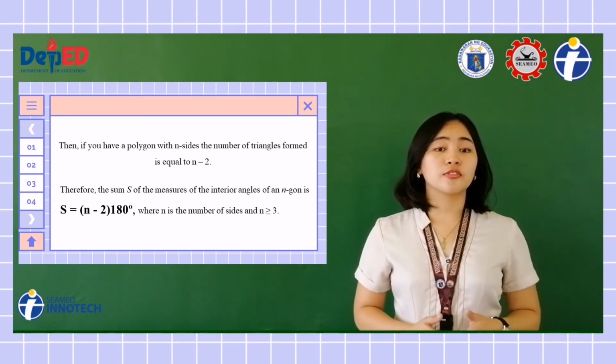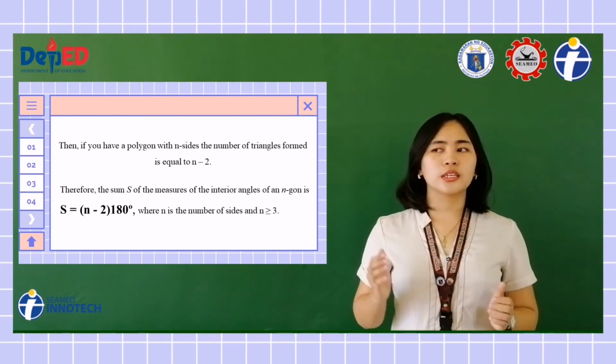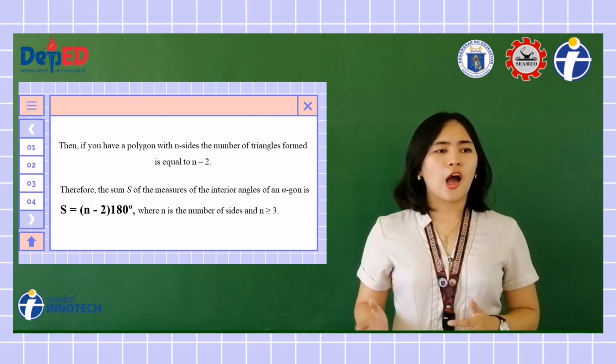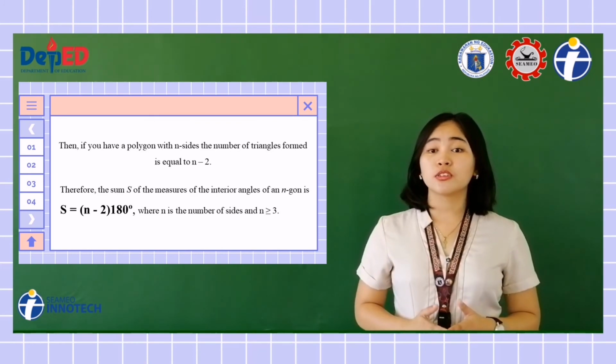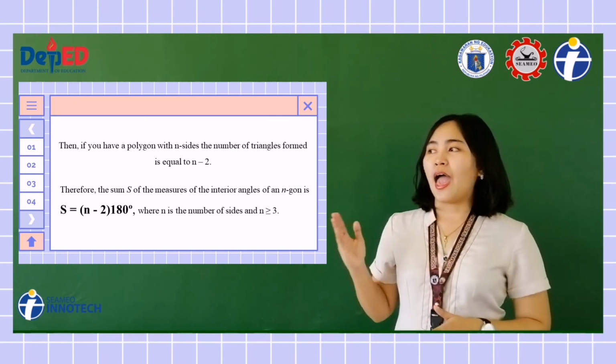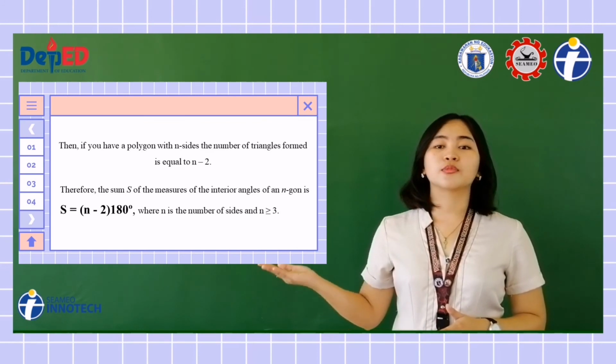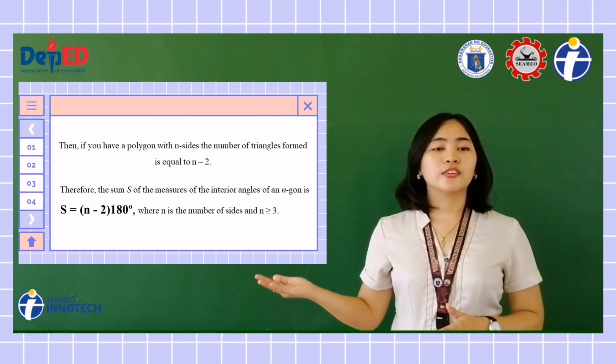Now, remember this formula because you can easily find it if the missing value is the number of sides or the sum of the measures of the interior angles of our regular polygons. Once again, what is the formula of getting the sum of the measures of the interior angles of a regular polygon? We have S is equal to n minus 2 times 180 degrees.